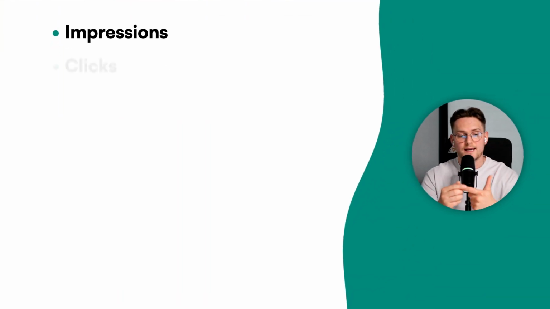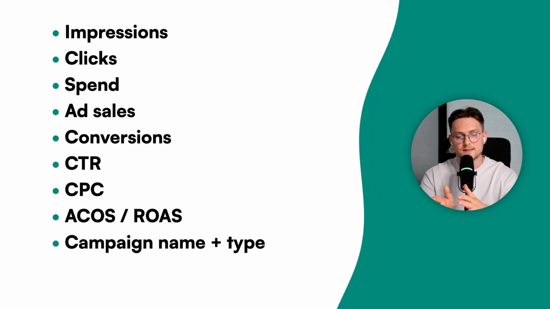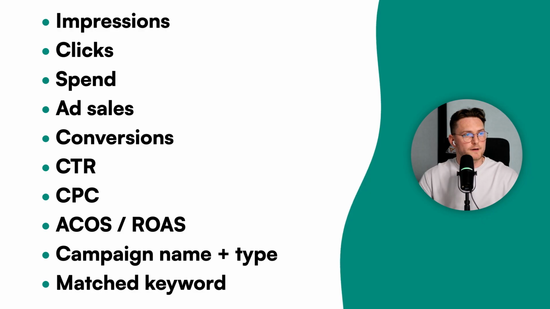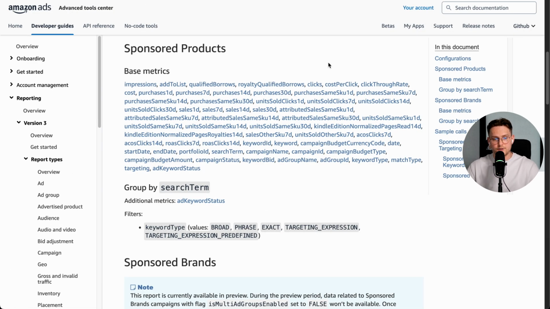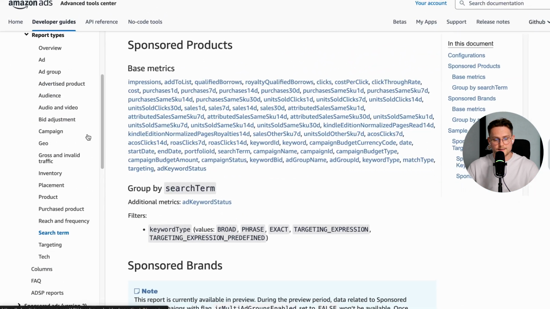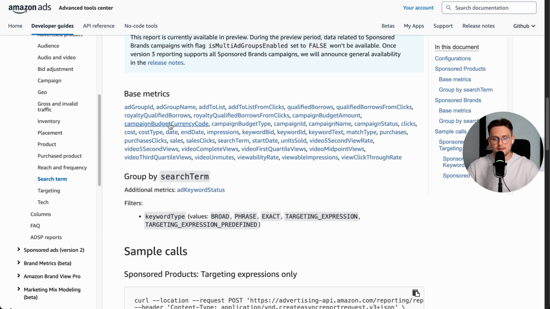First of all, when talking about the search terms and the ads, their daily performance data includes impressions, clicks, spend, ad sales, conversion, CTR, CPC, ACoS, ROAS, campaign name, plus type, and of course the matched keywords. Those are pretty much the most important data points that we'll be talking about today. Now, if you want to get the data, you actually need access to the Amazon Ads API, and here in reporting version 3 report types, you have Sponsored Products under the search terms and Sponsored Brands, again under the search terms. Here you have all of the metrics, but the ones I just mentioned are the most important ones that we'll be focusing on today.